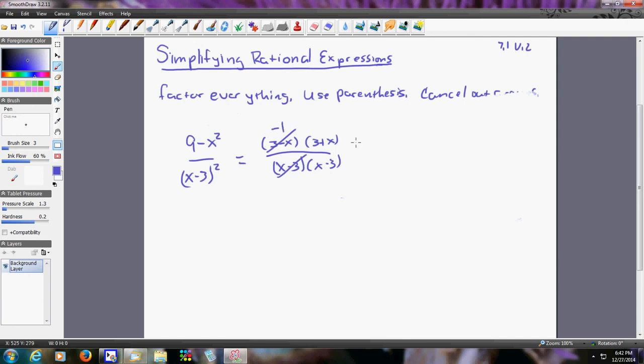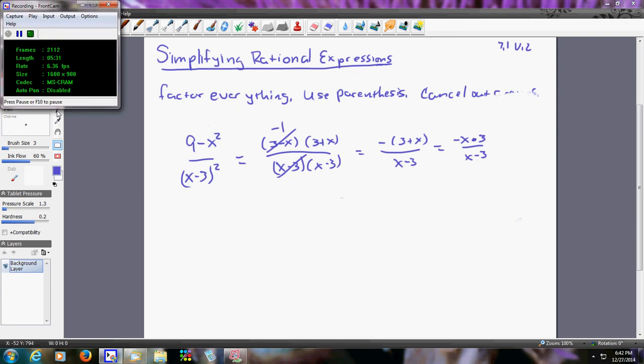That becomes negative, which gives me negative 3 plus x over x minus 3. If I wanted to distribute this, I'd get a negative x minus 3 over x minus 3. So I can't do anything else. That's it. Hope it was useful.